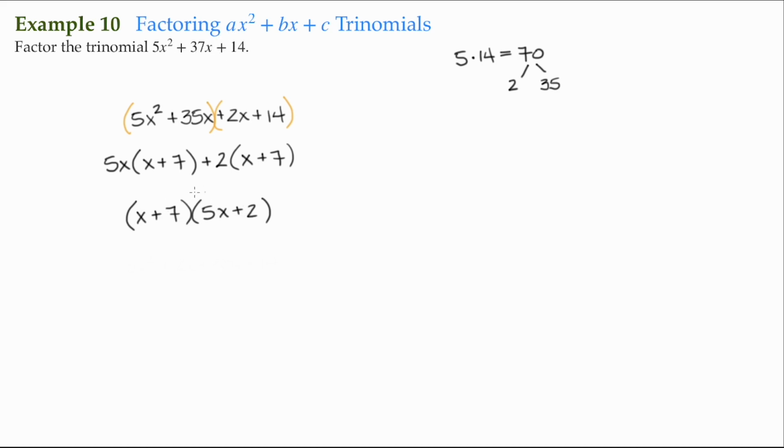So we'll use FOIL again to go ahead and check it. x times 5x, 5x squared, x times 2, that's 2x. 7 times 5x, that's 35x. And 7 times 2, that's 14. 2x and 35x we can combine, so we have 5x squared plus 37x plus 14. And we'll find that those are the only two factors of 5x squared plus 37x plus 14. So I think we got it.